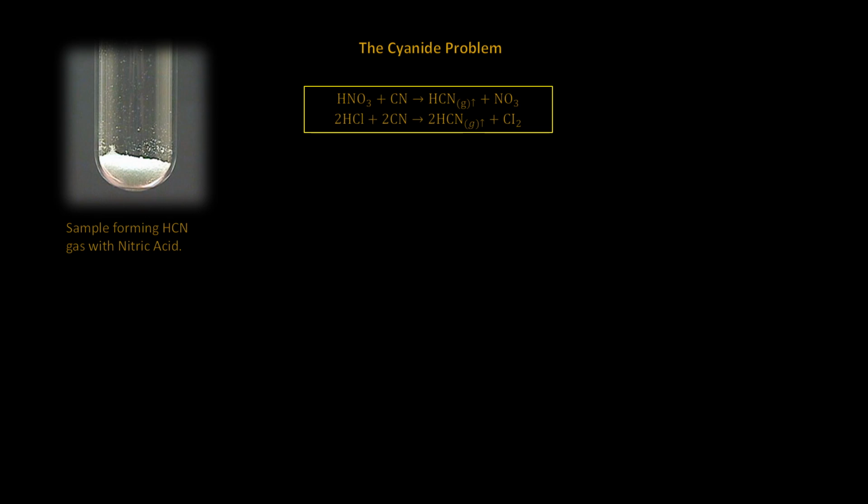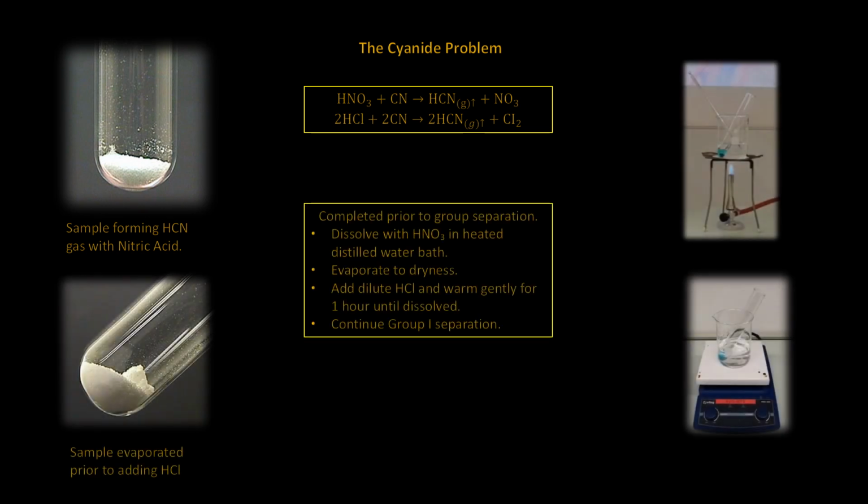Before testing the sample, that is, separating it into groups, using a fume hood or being outside with the wind at your back, dissolve the sample in nitric acid while heating in a sand or water bath. Do not discard the residual. Then gently evaporate until dryness, after which continue with the group separation. However, starting with the hydrochloric acid for group 1, let the sample digest for about an hour before centrifuging and decanting, as I've shown in part 3 of this series, group separation.